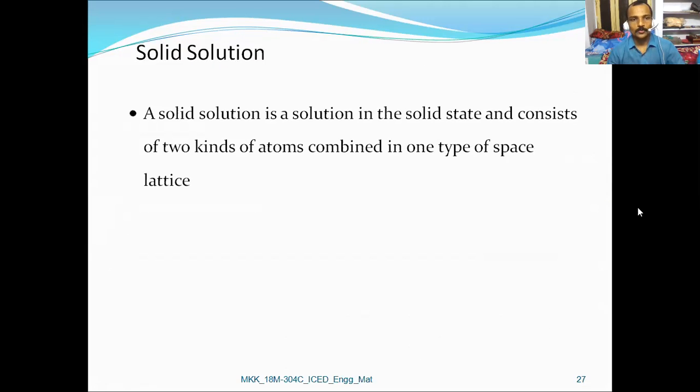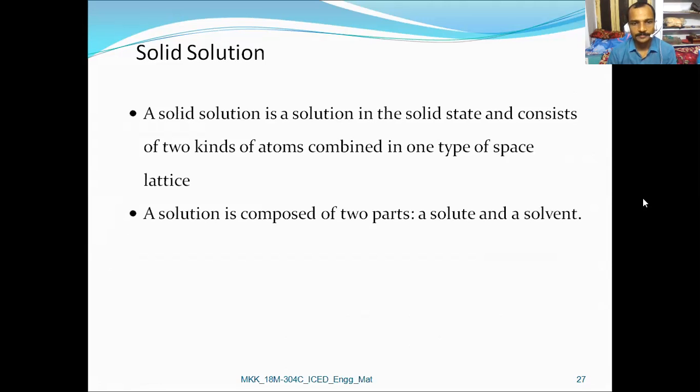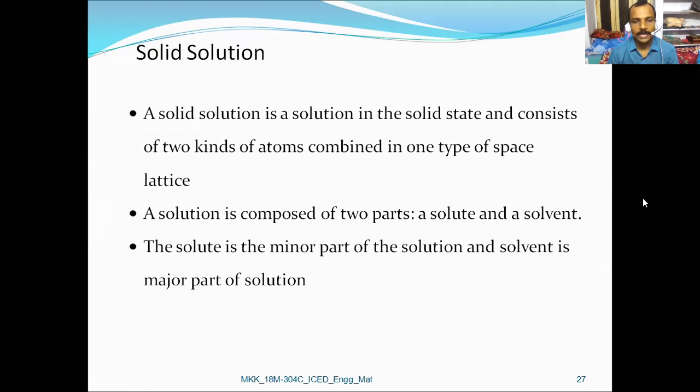Now we are moving on to a solid solution. A solid solution is a solution in the solid state consisting of 2 kinds of atoms combined in one type of space lattice. Means a solid solution is a solution in solid state consisting of 2 kinds of atoms but combined in a single type of space lattice. So it has 2 parts known as solute and solvent. The solute is the minor part of the solution, whereas solvent is the major part of the solution.